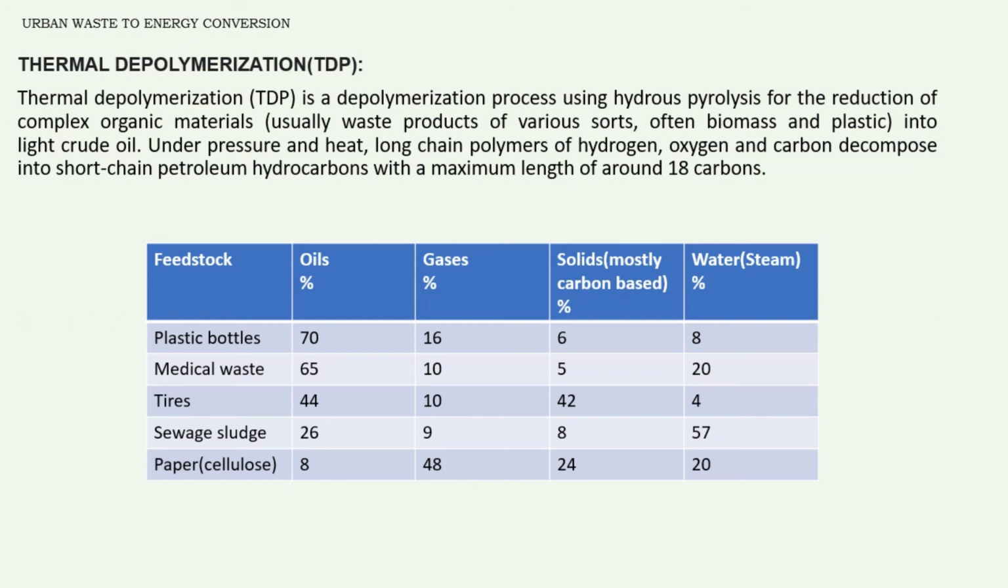So you can just go through the table here. By using this TDP process, we get various products. For example, if you use the TDP process for plastic bottles, we get oils around 70%, gas around 16%, solids mostly carbon based around 6%, and water around 8%. In this fashion, we have listed a few urban wastes and converting them into short chain petroleum hydrocarbons, and we get various products. You can just go through the tabular column here.